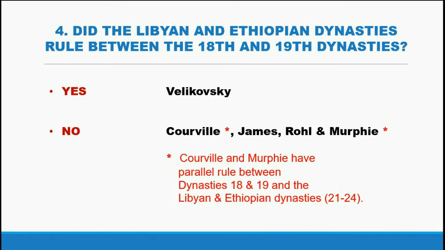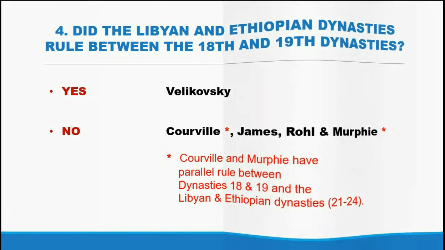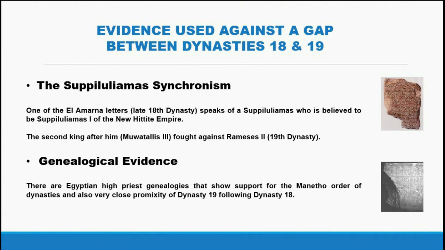Both Donovan Courville and Dale Murphy have Dynasty 19 immediately following Dynasty 18, but have much more overlap between them and the dynasties of the Third Intermediate Period. Now, there are a few items of evidence used in particular by Peter James and David Roll, amongst others, to rebut Immanuel Velikovsky's view that Dynasty 19 came after the Libyan and Ethiopian dynasties, which came after Dynasty 18.